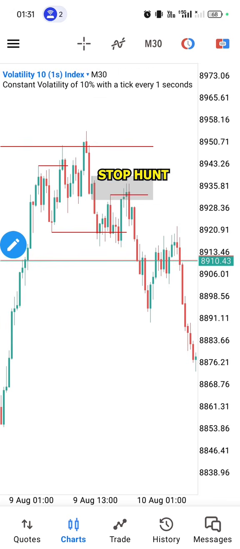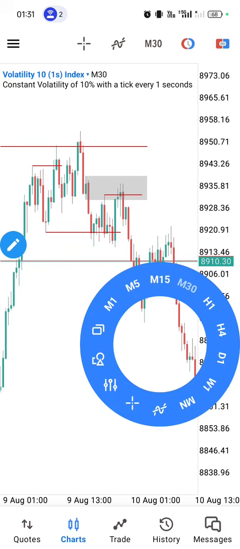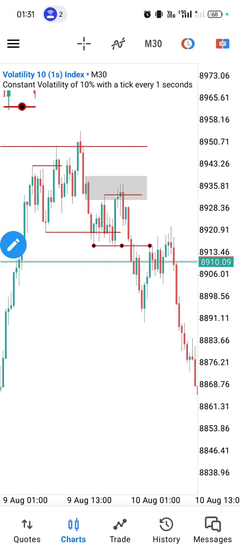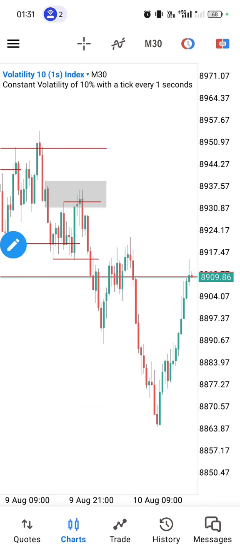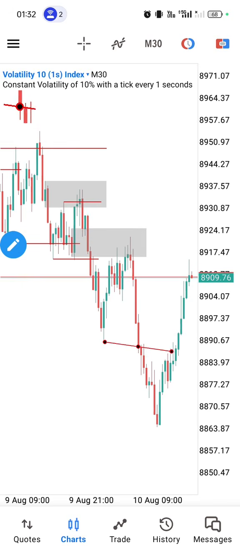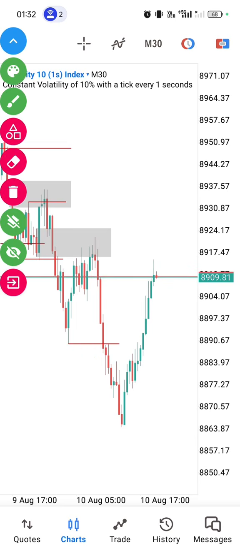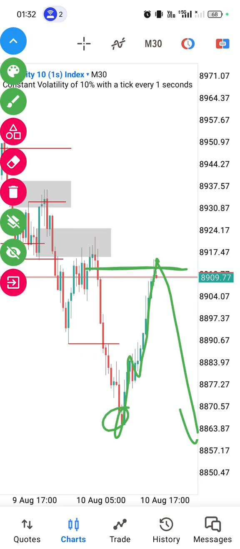Now what it did is it did a stop hunt right before it dropped down, and then it continued to break structure below the low. Now I'm identifying stop hunts because I'm going to tell you the reason why. Now it went back to respect the breaker block, and then continued to drop down to break structure below there. Now it's returning back, and it's going to respect the 30-minute order block.